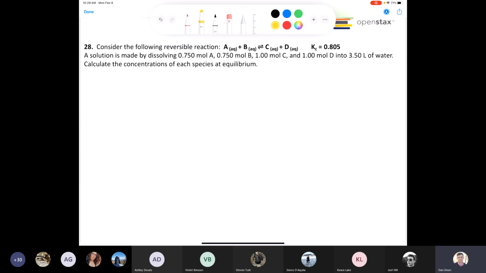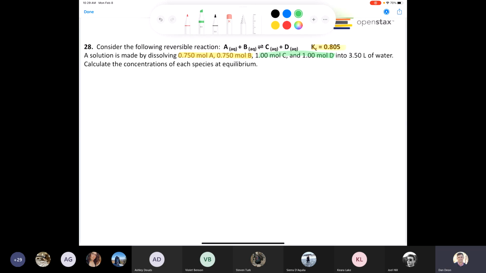Let's try question 28, and this will probably take us close to the end. We've got a reversible reaction: A plus B gives you C plus D. Everything is in aqueous solution. They've given us an equilibrium constant. It says a solution is made by dissolving 0.750 moles of A, 0.750 moles of B, 1 mole of C and 1 mole of D in 3.5 liters of water. Calculate the concentration of each species at equilibrium.